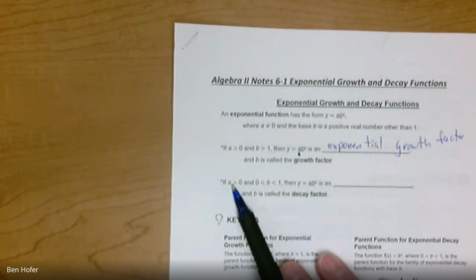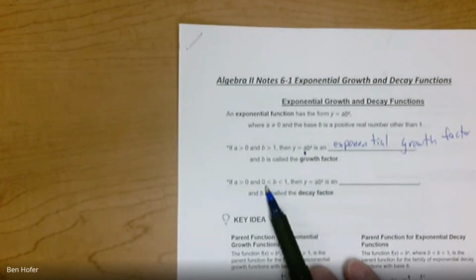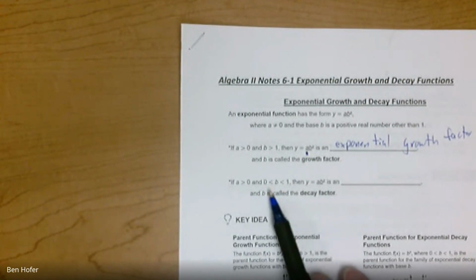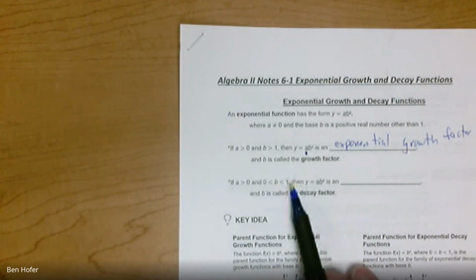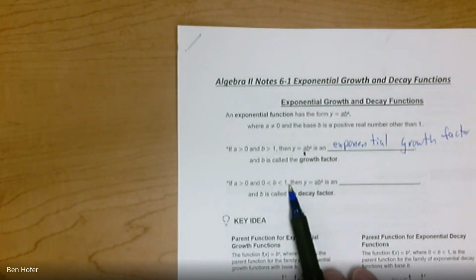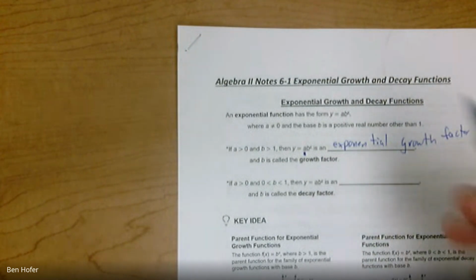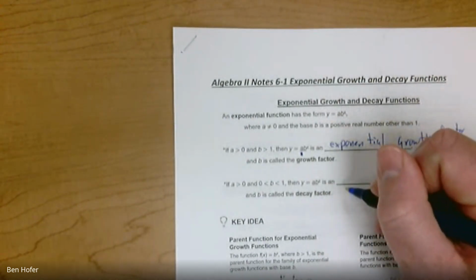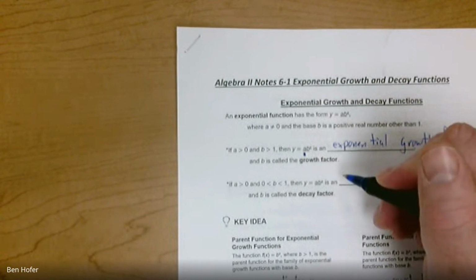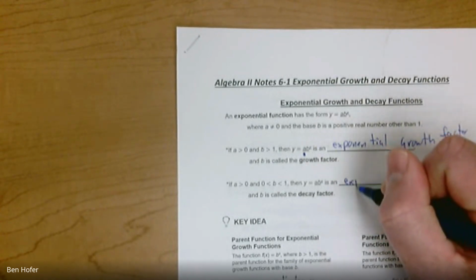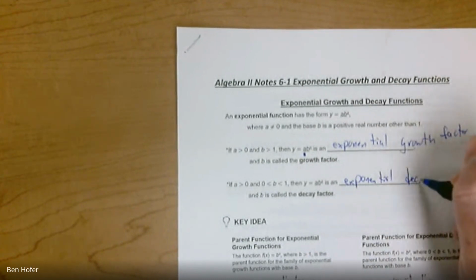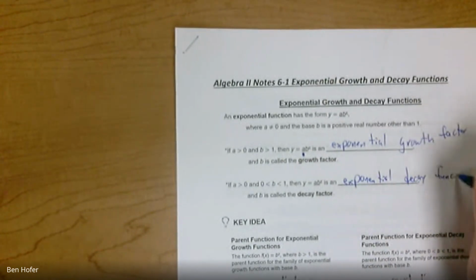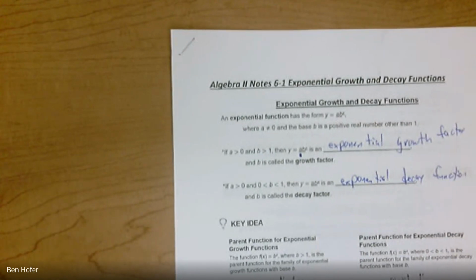Okay. If a is greater than 0, but b, this term, is between 0 and 1, so it can't be 0 and it can't be 1, but it's some decimal in between, then this is going to be an exponential decay function. Okay, exponential decay function. And then this b value is called the decay factor.